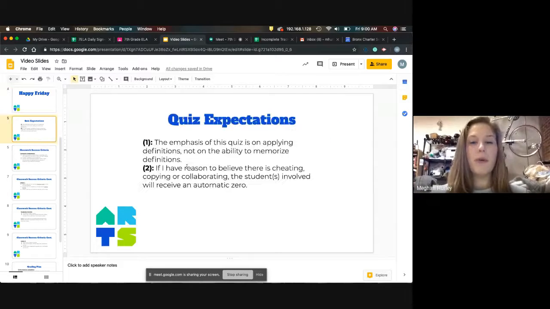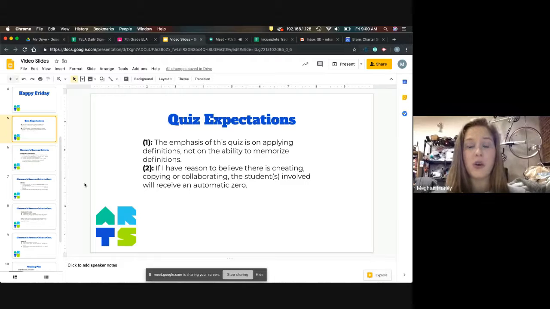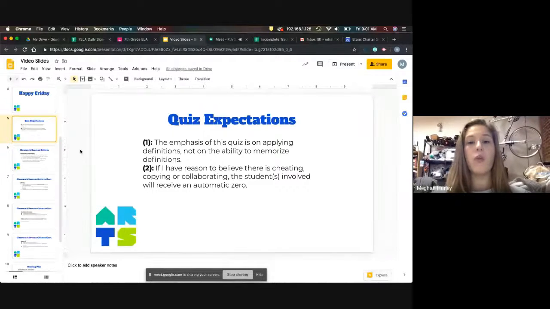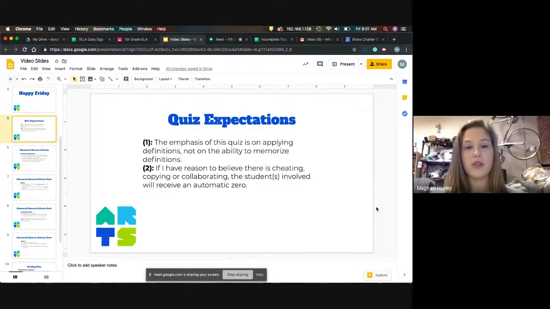So a couple of things. First and foremost, today we have our first digital quiz. I want to go over the expectations, and then I'm going to show you where to find the quiz and what the due date is. The emphasis of this quiz is applying the definitions, not the ability to memorize definitions, which means it's important for you to know the definitions, but it's more important that you're able to use the definitions in order to explain or show the relationship between words.